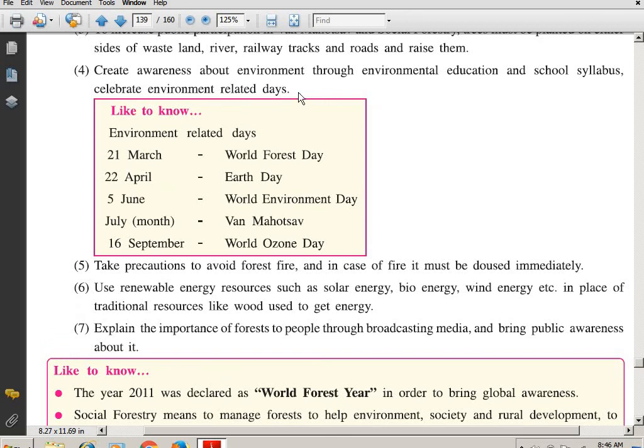Now, these are the environment related days. This you have to remember. This is always asked either for 1 mark or in match the following. Which are they? They are environment related days. 21st March is celebrated as World Forest Day. 22nd April, Earth Day. 5th June is World Environment Day. July month is Van Mahotsav. And 16th September is World Ozone Day.